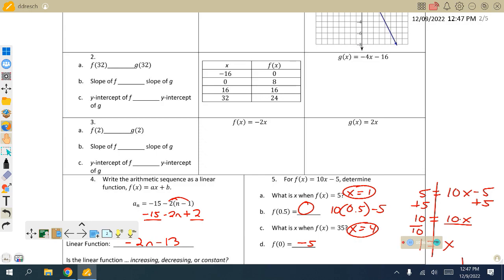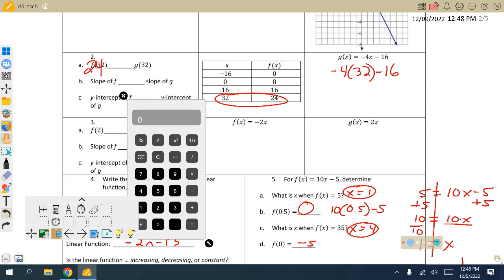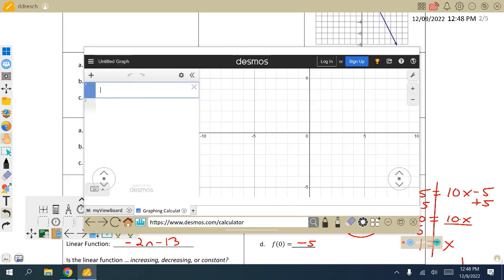It says f of 32 compared to g of 32. Go to your table, find when x is 32, what's its what? What's its y value? Right here, f of x is the table. 32 gets me 24. Go to my calculator. You're typing this into your calculator, and then you're comparing. Go to my calculator, use same thing. Desmos, type it in. You got your calculator in front of you. Type it in. What do we have? -4 times, let me do this again. Let me do this with Desmos since most of you have that.